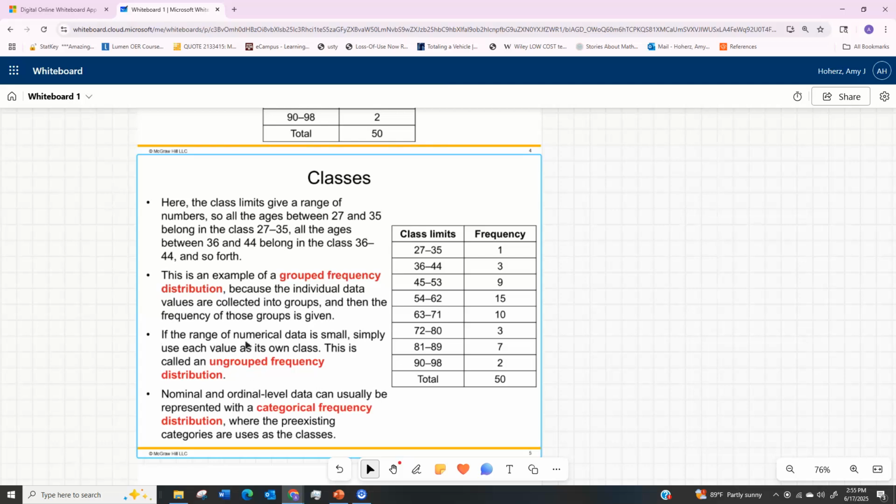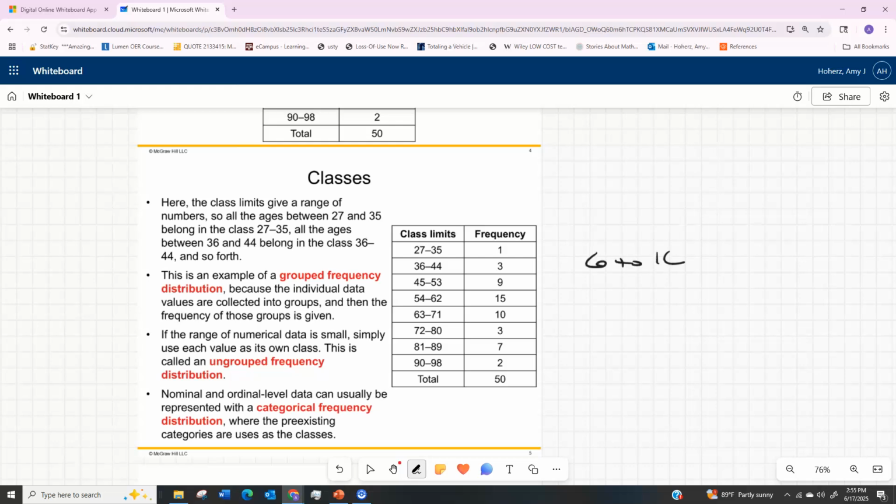And then it says if the range of numerical data is small, you just use its own class. That's called an ungrouped frequency distribution. So say you're looking at how many students scored a certain number on a quiz, and everybody scored between 6 and 10. You wouldn't do a grouped frequency distribution for that. You wouldn't do a group for 6 and 7, and 8 and 9, and 10 and above. That would just be kind of silly.